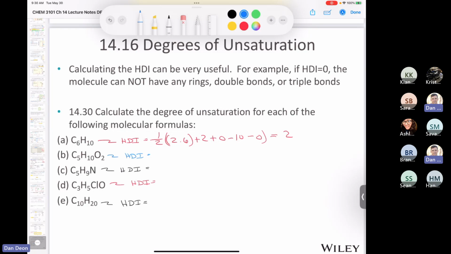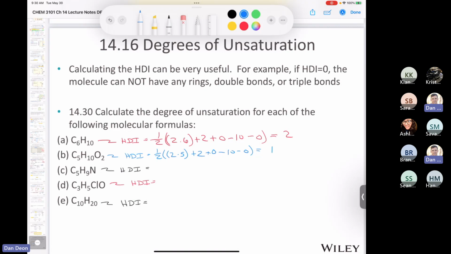Right, we treat an oxygen like it's nothing. Oxygen doesn't affect anything whatsoever. So for this one, we have 1/2 times 2 times the number of carbons, which is 5, plus 2. Then we add the number of nitrogens, there's 0. Then we subtract the number of hydrogens, there are 10. We subtract the number of halogens. So we get 10 plus 2, which is 12, minus 10, which gives you 2, times 1/2. So we have an HDI equal to 1.